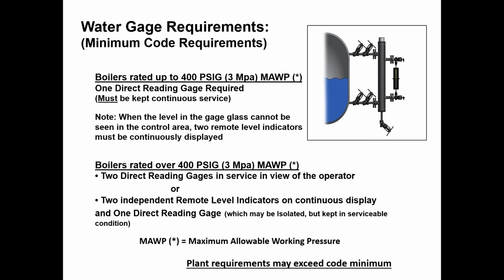Now, suddenly, if one of those transmitters drifts, and now I've got a significant deviation between the 2 transmitters, how do I know which of the 2 is correct? This is where the gauge glass comes into play. I could use the gauge glass as my referee to determine which of the 2 transmitters is operating properly, and then take corrective actions on the one that is not reading properly. So keep in mind, this is code minimum. Having additional gauge glasses, triple transmitters, quadruple transmitters, I've seen in many plants. No one will ever complain about additional level instruments.